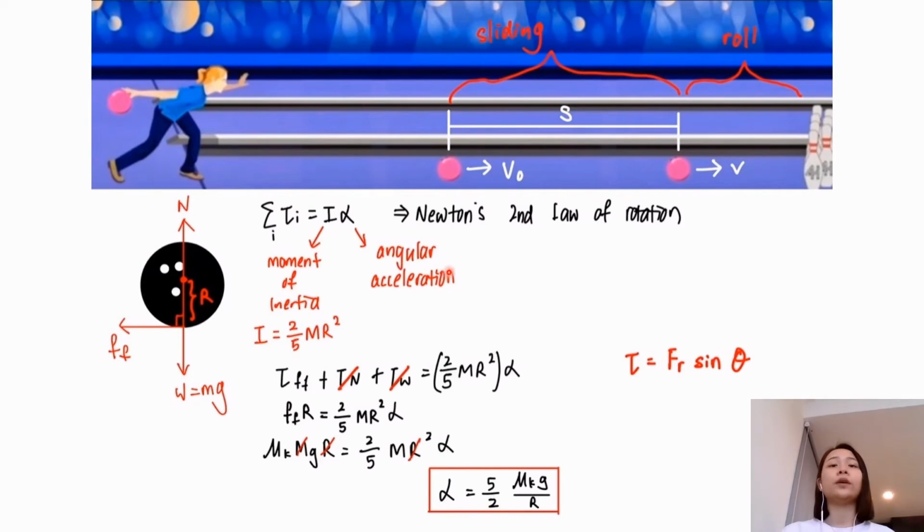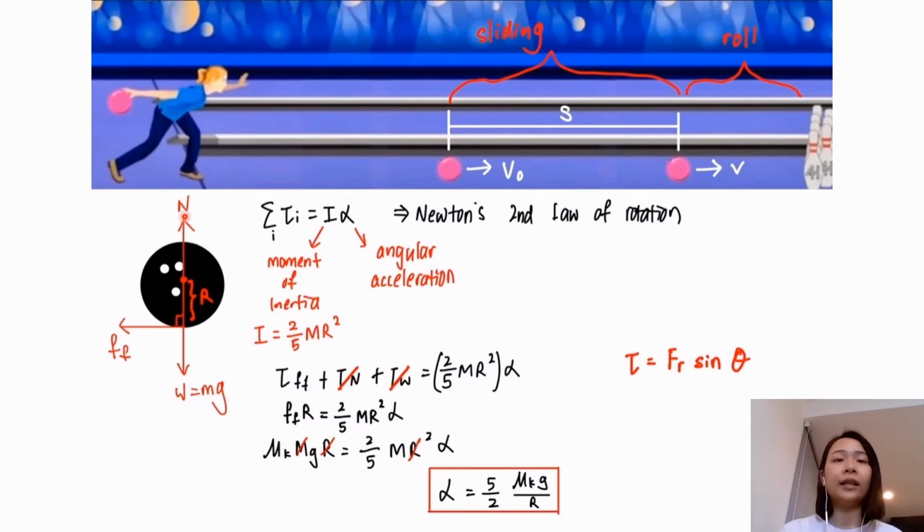Next, we'll proceed with Newton's second law of rotation, which is summation of torque equals I times alpha, where I is the moment of inertia and alpha is the angular acceleration. For the summation of torque, we add up the torque of the frictional force, the torque of the normal force, and the torque of the weight. The formula of torque equals F r sine theta. We can cancel the torque for the weight because the distance to the pivot is 0.